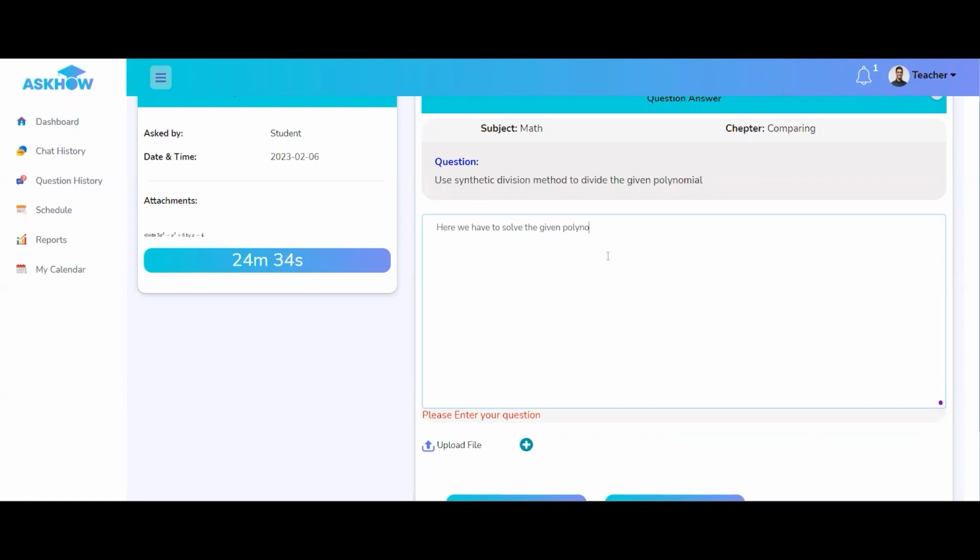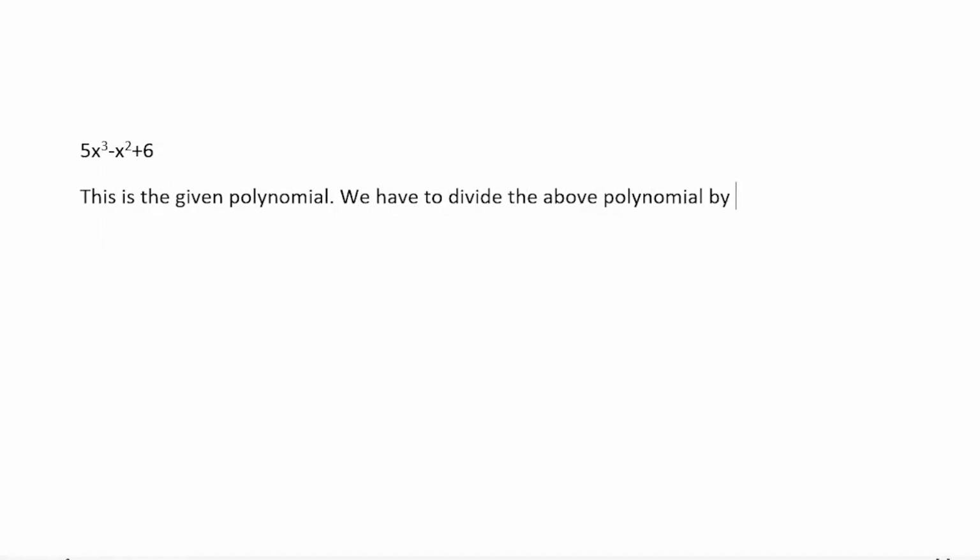Teacher is writing the steps to solve the given question. Teacher is explaining how to solve it step by step. First teacher written the given polynomial. We have to divide the above polynomial by x minus 4. So in this case x is equals to 4.